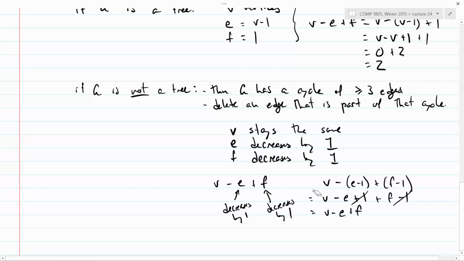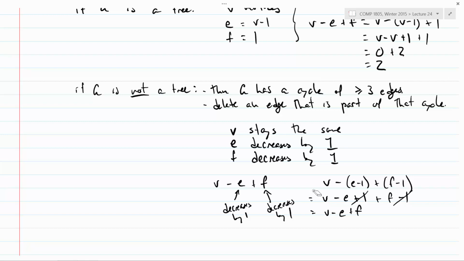So what proof technique did I use here? Induction. This is exactly induction. And this is why induction is so useful, right? So this is induction in disguise. Does everyone see how this proof works? Does this make sense?